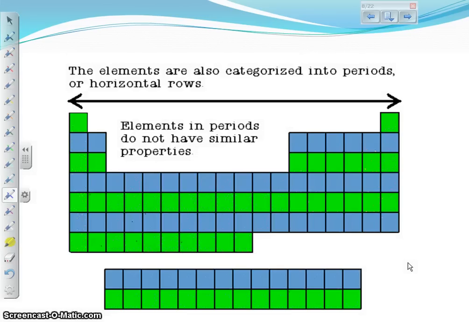So what we're going to do is look at how the periodic table is organized, if that ever pops up. There we go.